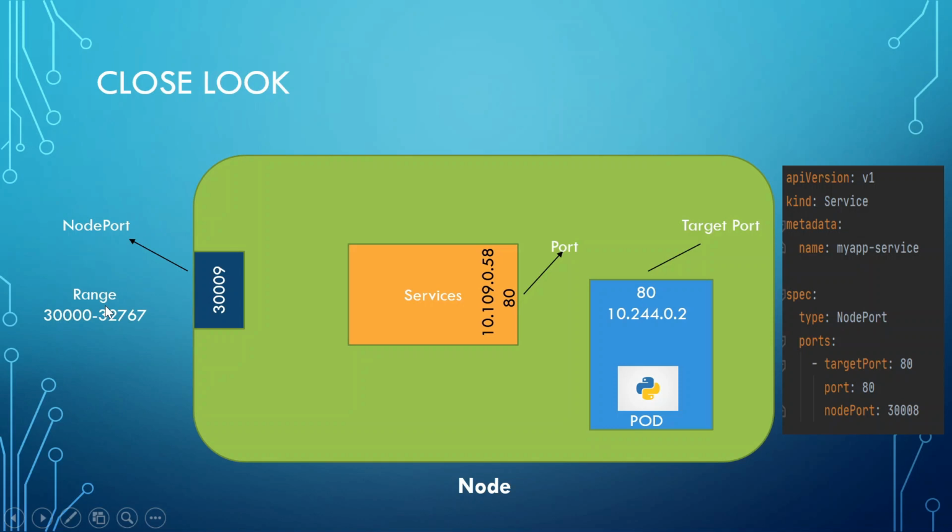The node port always has a certain range. Whenever you assign a port, you have to assign it within the range running from 30000 to 32767. On my right-hand side, there is a service definition file. There I have mentioned the API version. For any definition file in Kubernetes, four sections are very important: API version, kind, metadata, and spec.